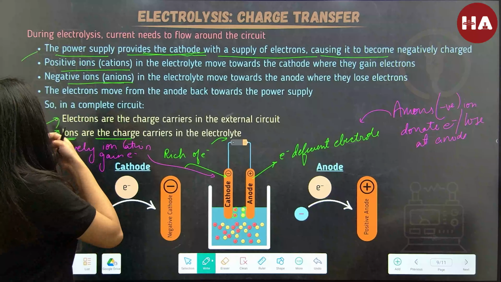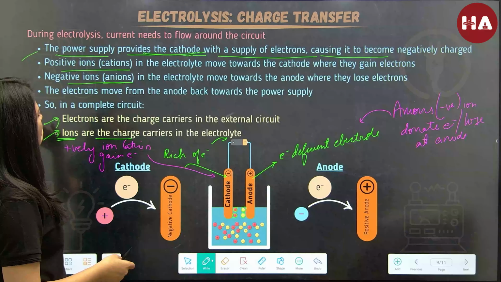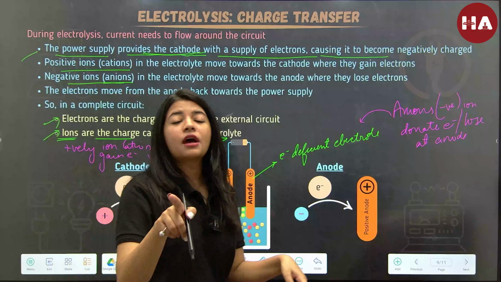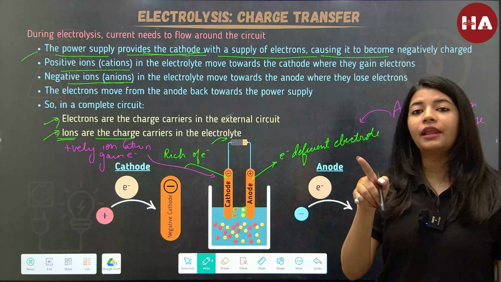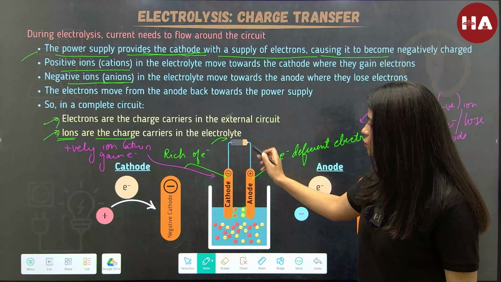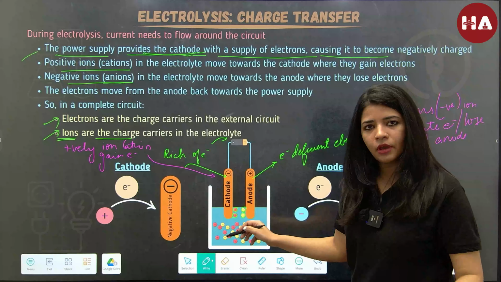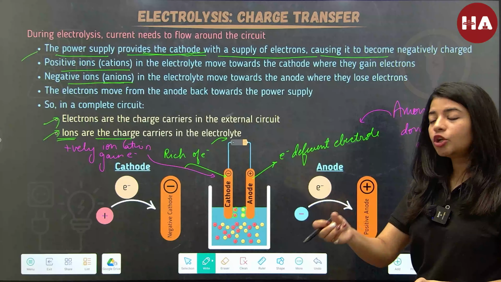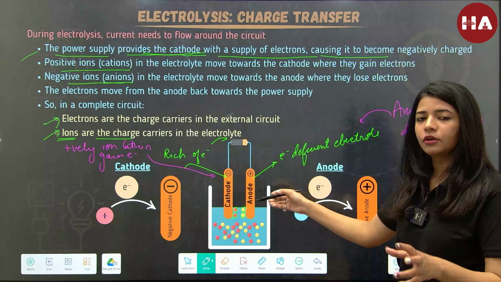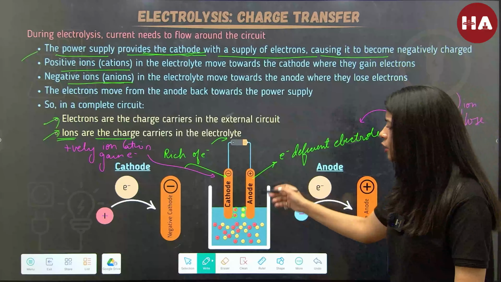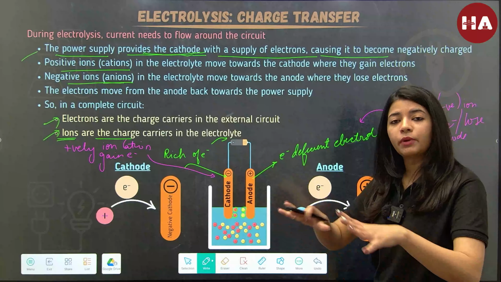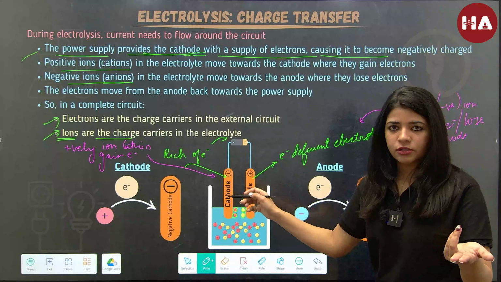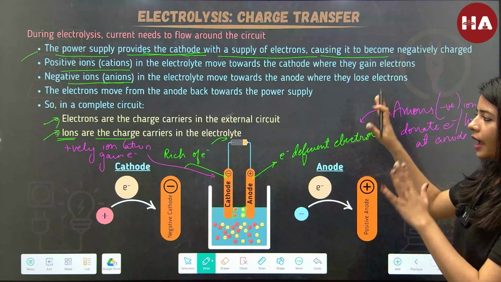Next, in a complete circuit, electrons are the charge carriers in the external circuit and ions are the charge carriers in the electrolyte. Electrons move here and ions move here, right? What we are doing is providing electricity, and due to that, the ions break down and are attracted to the oppositely charged electrodes. So take a minute and note this down.